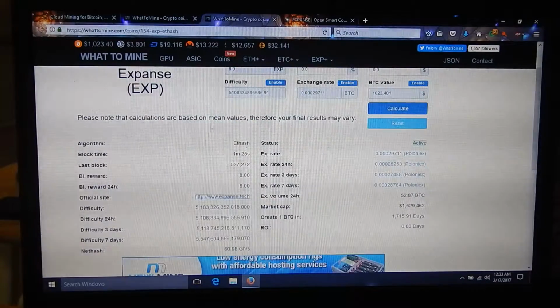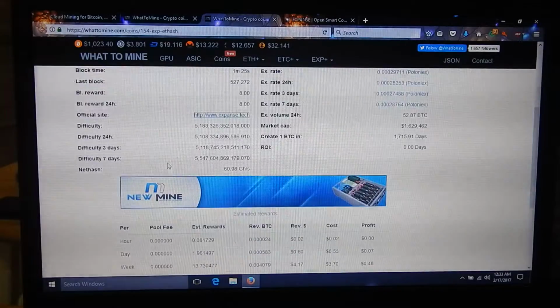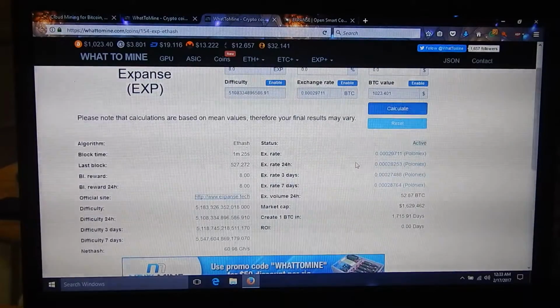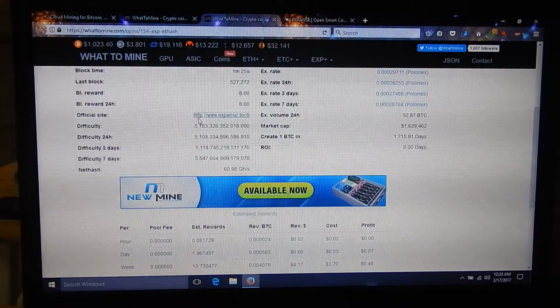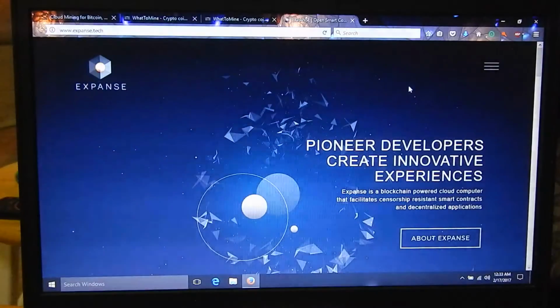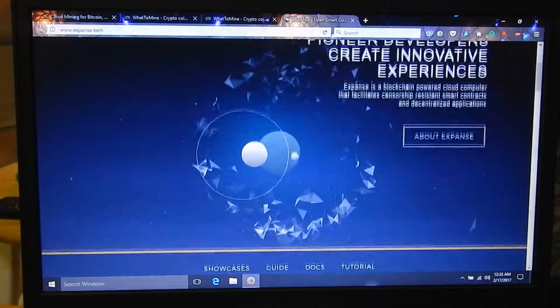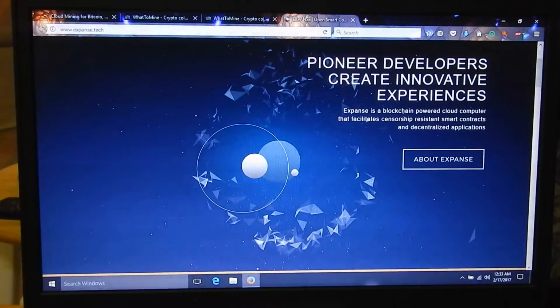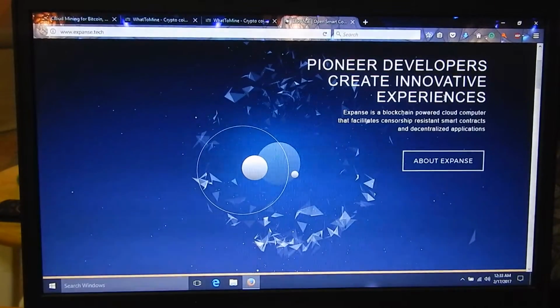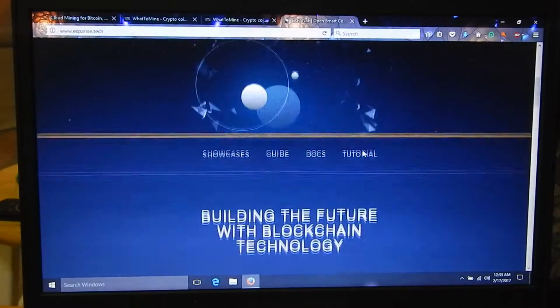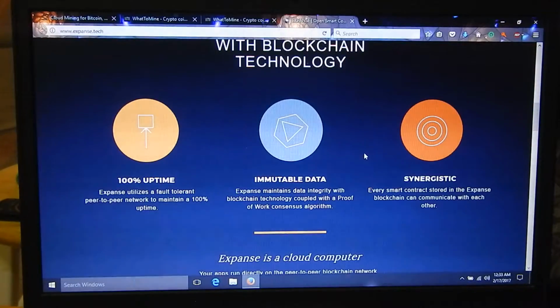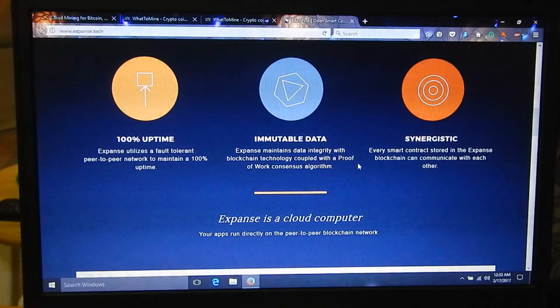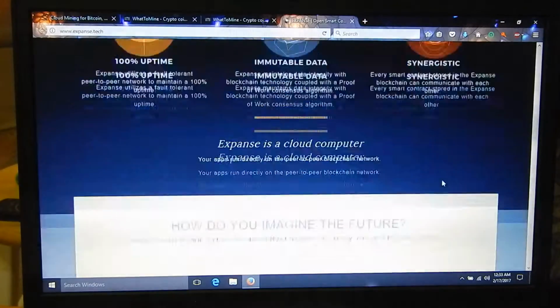And then we can get more detailed information by clicking on the link here, also with the official site. So we go over to the official site. We've got a nice site here. Pioneer developers, creative, innovative experiences. This is a fork of Ethereum, the way I understand it. It's a cloud computer to run your apps, a peer-to-peer blockchain network. 100% uptime, immutable data.